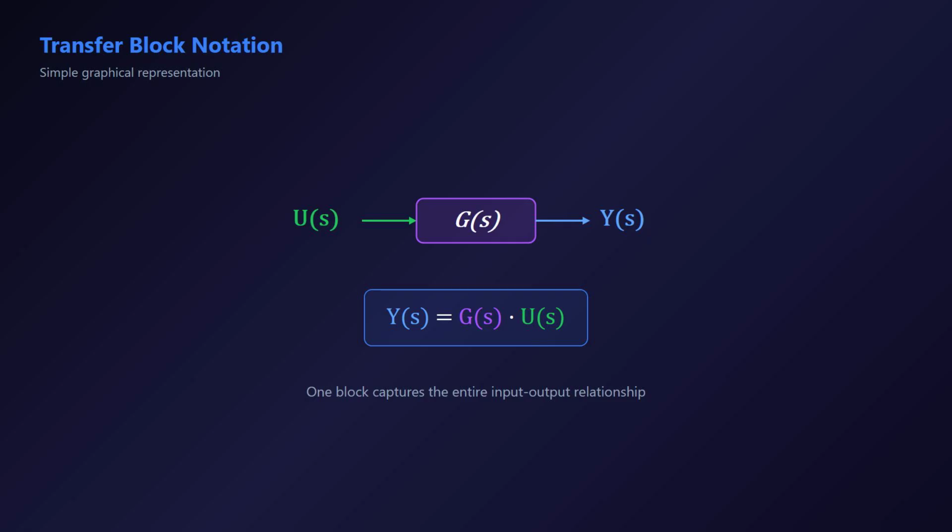Input U(s) enters a rectangular block labeled G(s), and the output Y(s) exits. This simple notation tells us the complete input-output relationship. The output is simply G(s) times U(s).